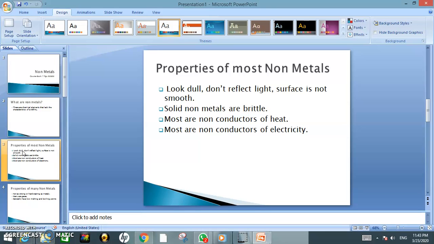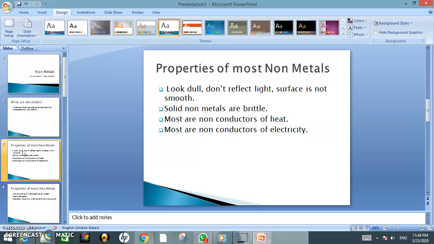Most of them are non-conductors of heat. So, let's give an example here. When we put a cooking pot on the gas, that cooking pot generally is made up of a metal. Reason? Metals are good conductors of heat, or they allow the heat to pass through the metal so that the food inside the pan gets cooked easily. On the other hand, most of the non-metals are non-conductors, so they will not allow the heat to pass through.